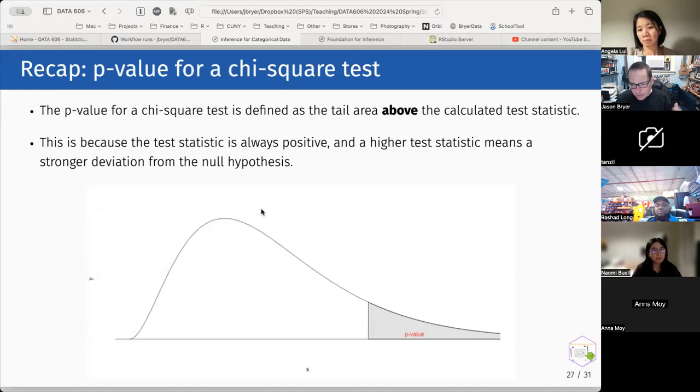Okay, so to recap, the chi-squared is bounded at 0, and so the p-value is always going to be out on the right tail. We talked a little bit about one-tail versus two-tail tests. Chi-squareds are always going to be one-tail tests. We're always looking for the area out on the right-hand side.